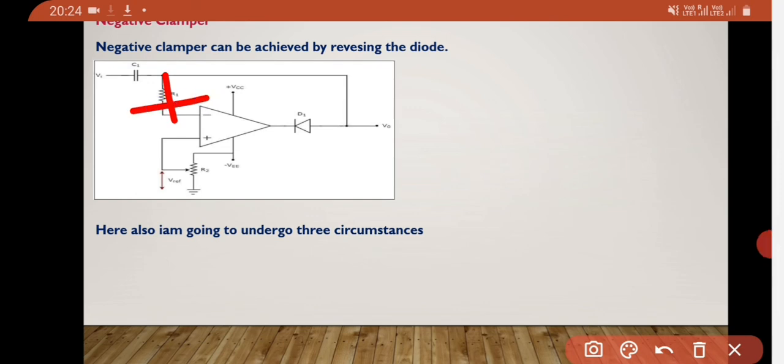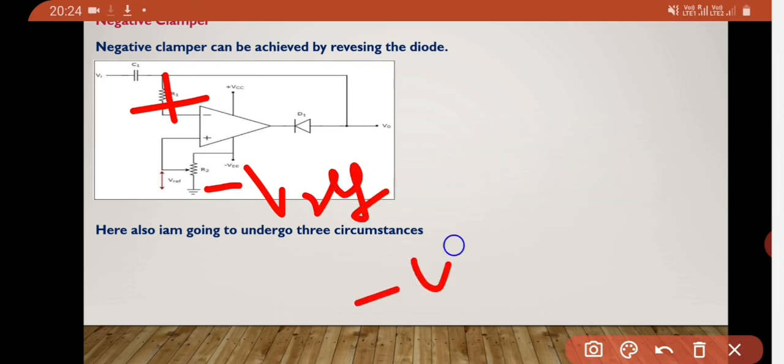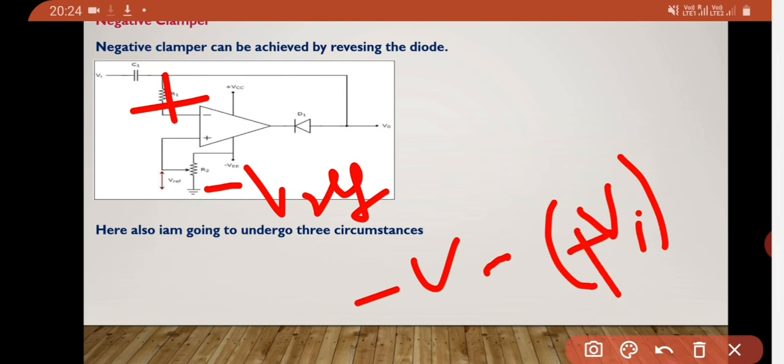it becomes positive at the inverting terminal, and we are assuming minus V reference. The difference between the two is minus of Vi, that is, minus Vref minus Vi. So the output will be negative.